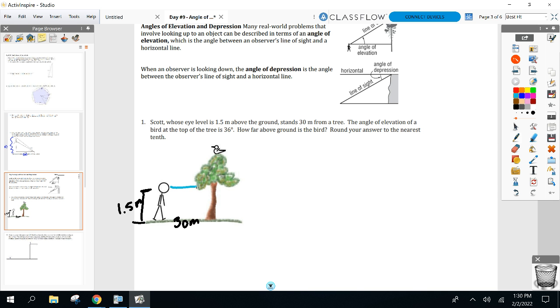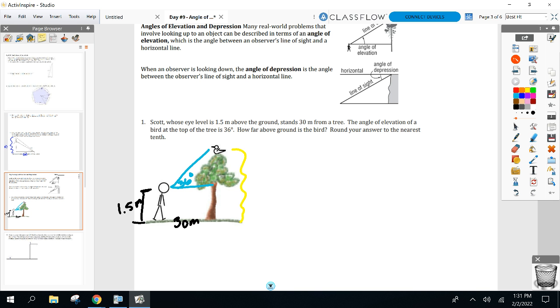So Scott was looking straight ahead. Oh, hey, there's a bird on the top of the tree. Let me look up. Everyone see the angle that's formed? That's your angle of elevation, 36 degrees. All right, see how elevation works. I'm looking straight ahead, then I'll look up, and I just formed a new angle. What are we looking for? Hey, how far above the ground is that bird? All right, from bird to ground, whatever this distance is here.